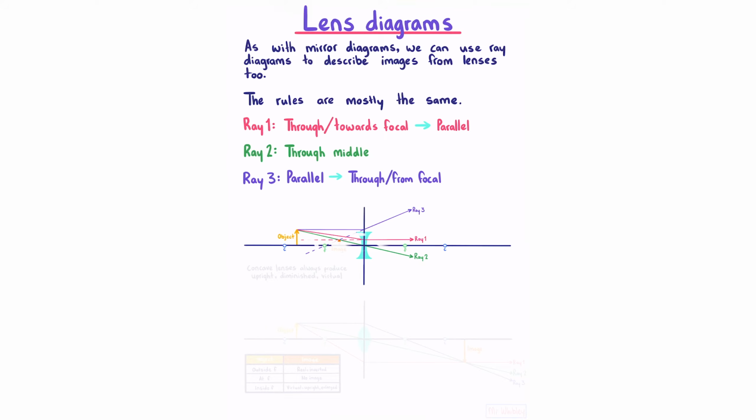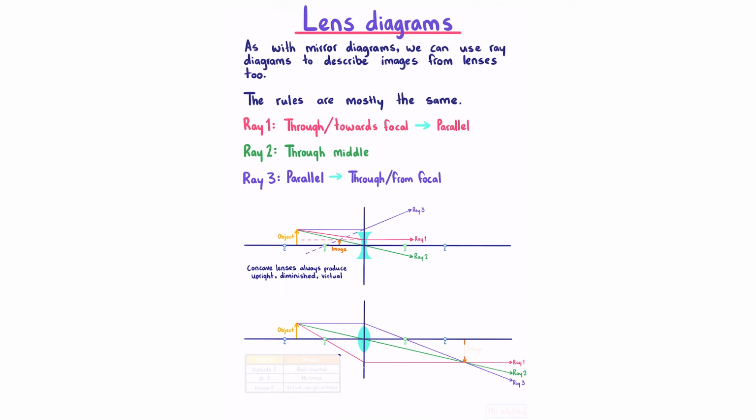Now, because these rays are diverging, we're going to have a virtual focal point, which we can find by backtracing our 3 rays, giving us the location of our image here. And it should be noted that concave lenses always produce upright diminished virtual images. For a convex lens, ray 1 goes through the focal and then refracts parallel, ray 2 goes straight through the middle, and ray 3 starts parallel and then refracts through the focal.